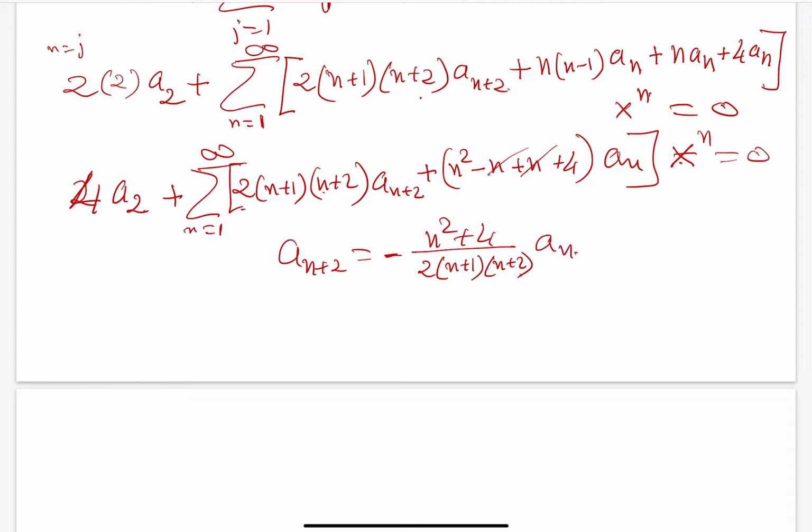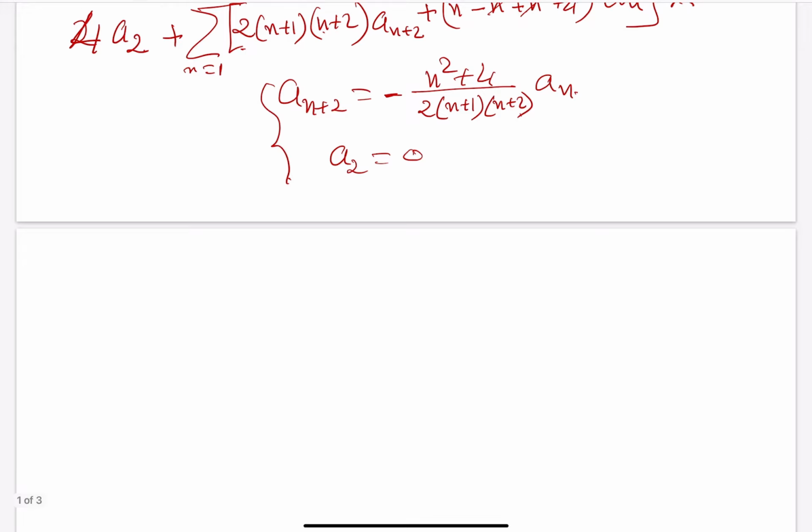Okay? This is the recurrence relation. And you have 4a_n is equal to 0. That means a2 is equal to 0. So you have the recurrence relation here.